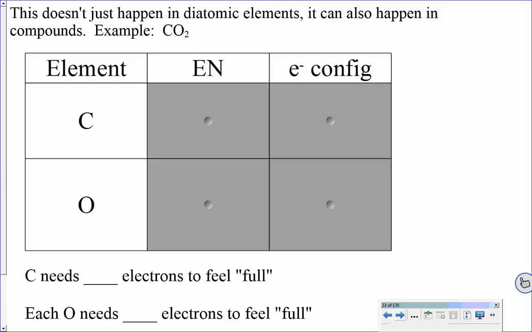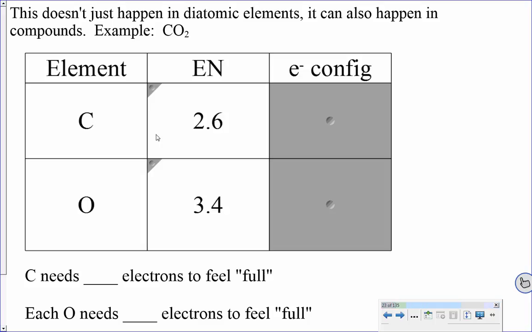So electrons can also be shared in compounds that are not diatomic. It's kind of nice sometimes to start with diatomics, but compounds bond this way very commonly. So if we started with carbon and oxygen in CO2, carbon and oxygen both have very high electronegativities. Oxygen pulls in electrons a little bit more, but there's no transfer here. They're actually going to share them.